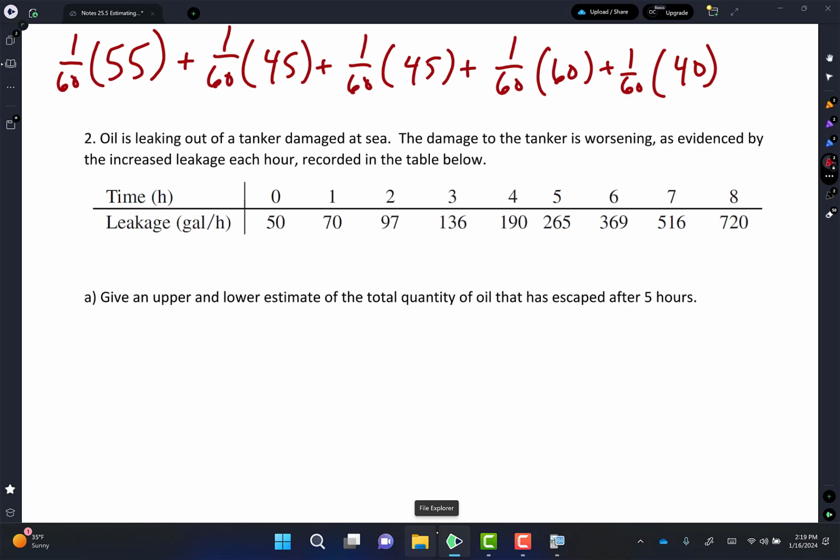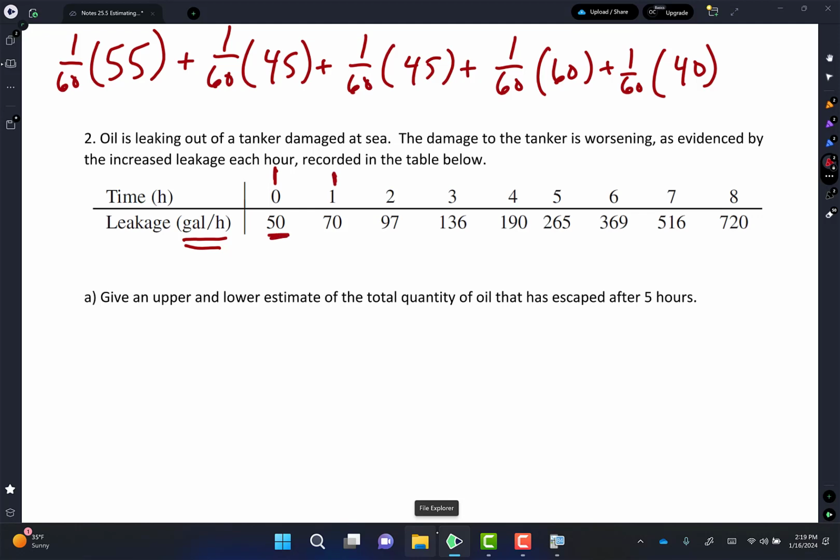Oil leaking out of a tanker damaged at sea. The damage to the tanker is worsening, as evidenced by the increased leakage each hour. So this is a rate in gallons per hour at a certain moment in time, recorded in the table below. In hour 0, we're leaking at 50 gallons per hour.